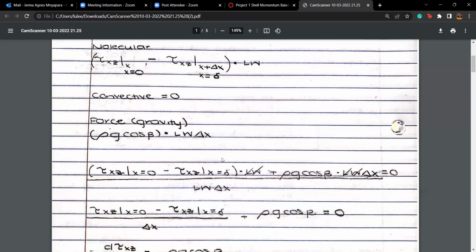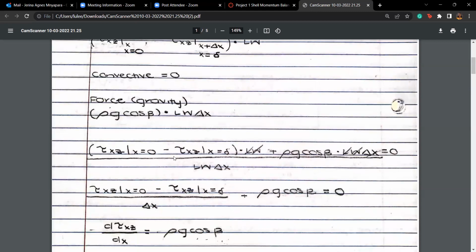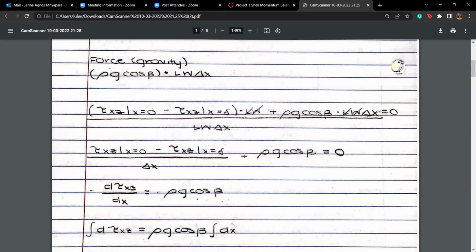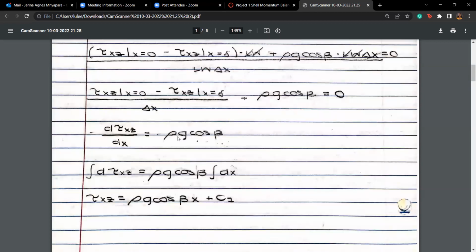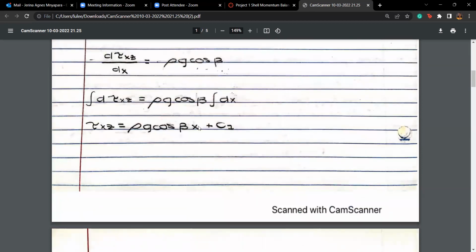So when we combine all these equations, we get tau at x minus tau at x plus delta x plus the force, which is rho g cosine beta times the area, equal to 0. And here we can see that this is the differential, so this is initial minus final. That's why here it becomes negative. So that's negative the differential of tau over dx, which is equal to the force. From here we can solve for tau, where we have to put the integral and then do the math. And then here we have this equation and we got C1.